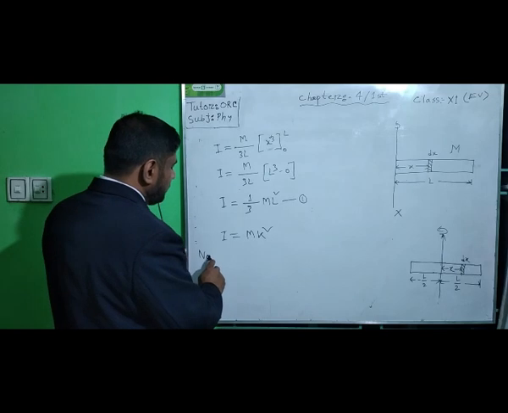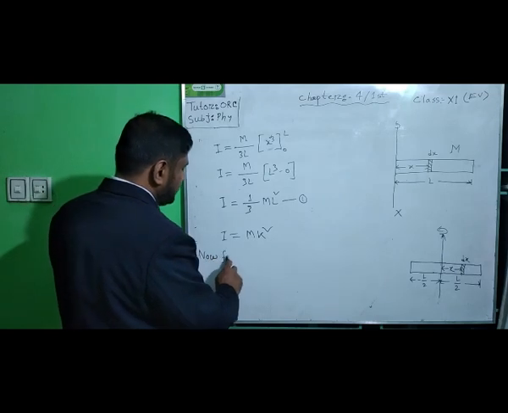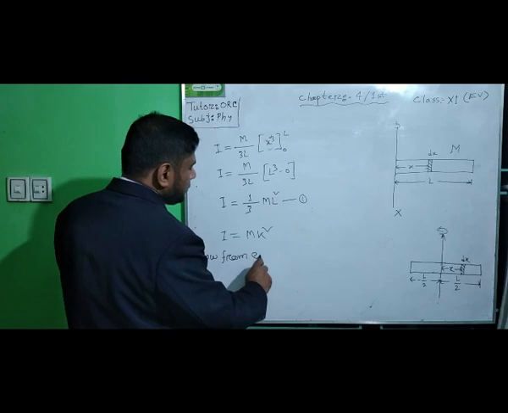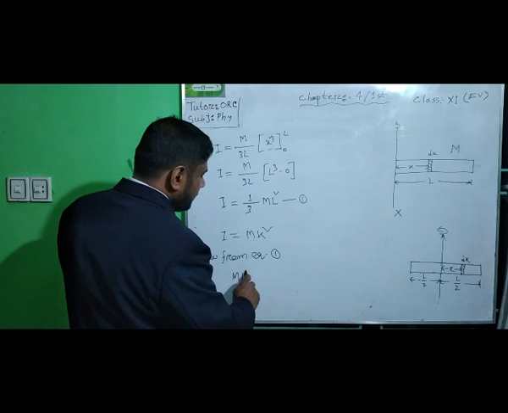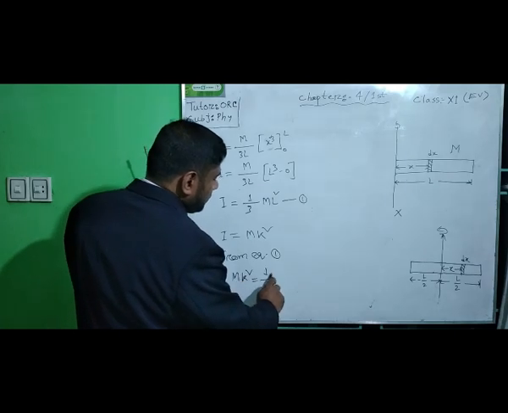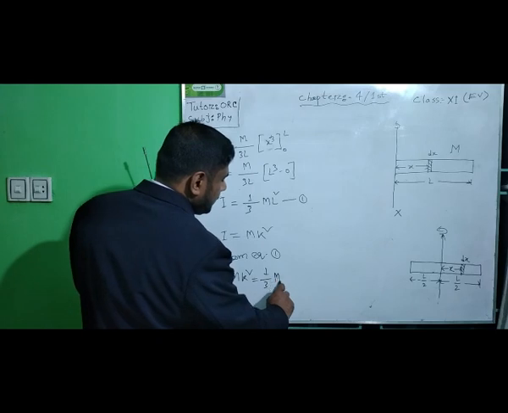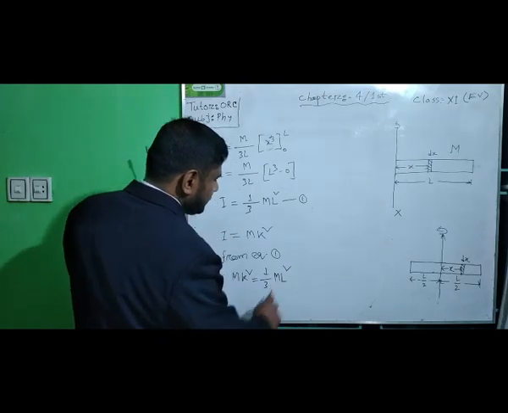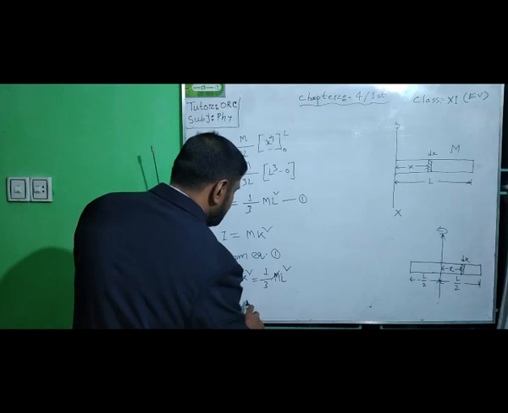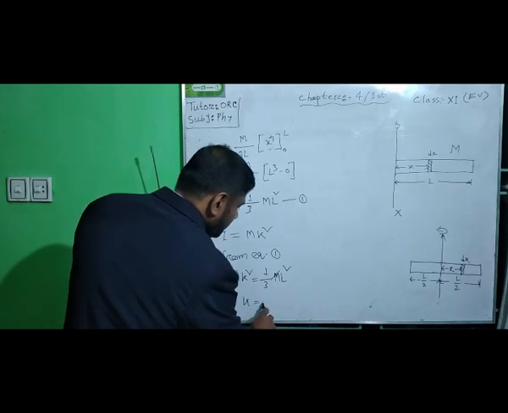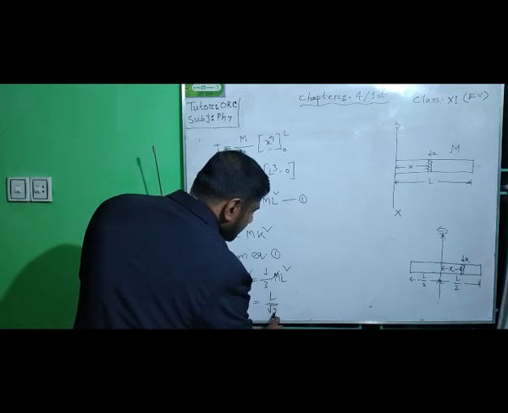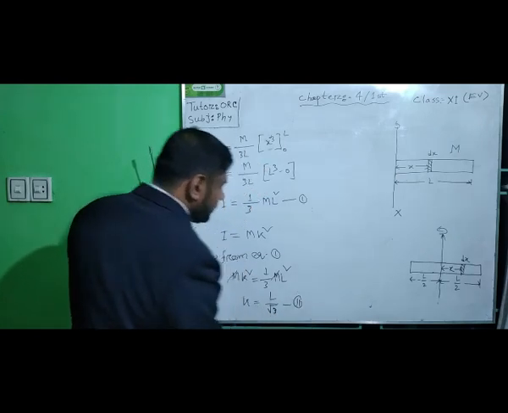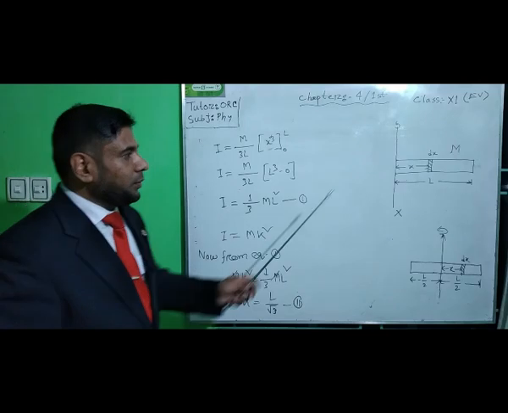Now putting the value from equation 1, m k square equals 1 by 3 m L square. M cancels, so k equals, we can easily write, L divided by root 3. So this is the equation of radius of gyration of this thin iron rod.